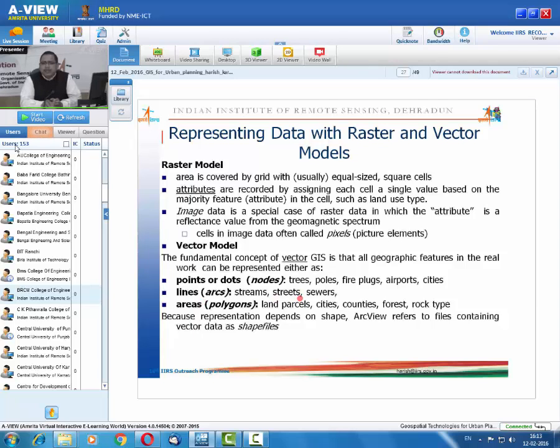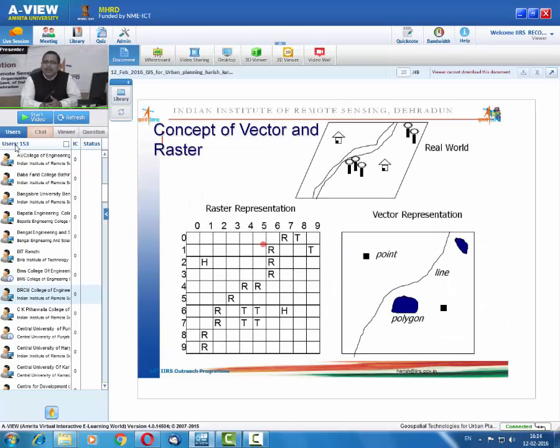For example, with points or dots you can define trees, poles, fire plugs, airports, and city locations in a coarser resolution image or maybe higher scale maps. Lines like streams, streets, and civil lines can be defined using line features. Area polygons are like land parcels, cities, countries, forests, and rock types. Because representation depends on shape and size, software like ArcView and ArcMap is used to create the shape files of vector data models.